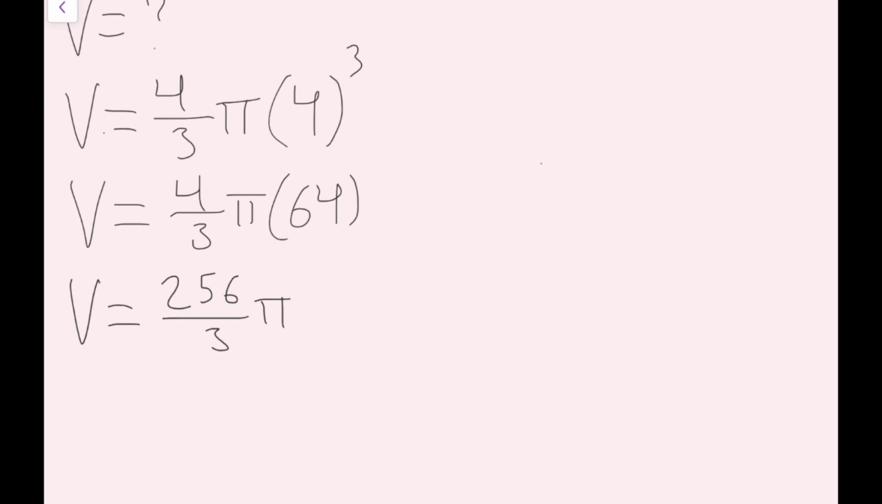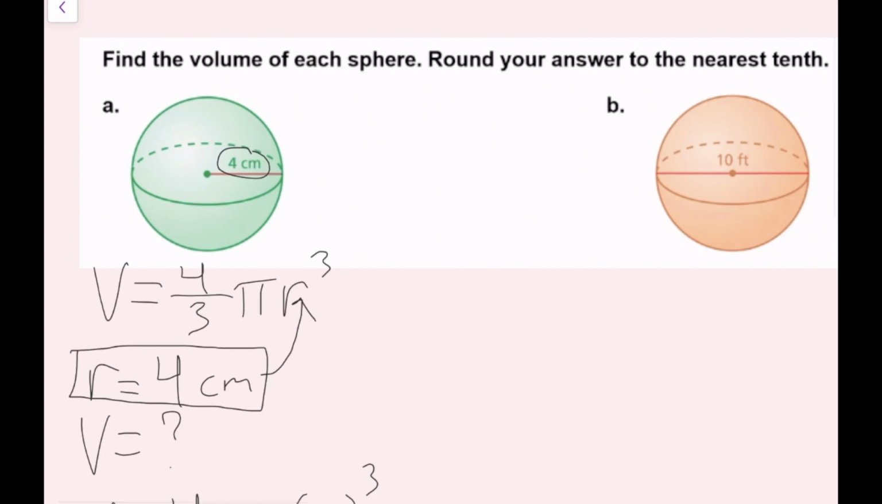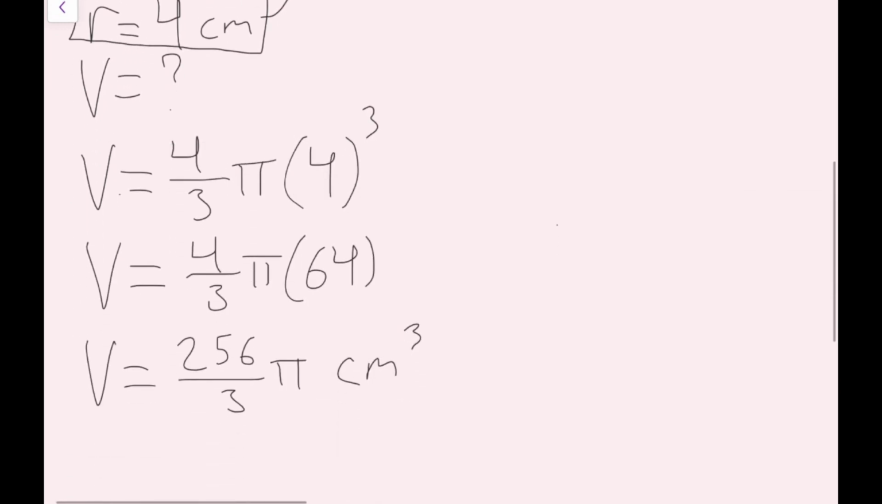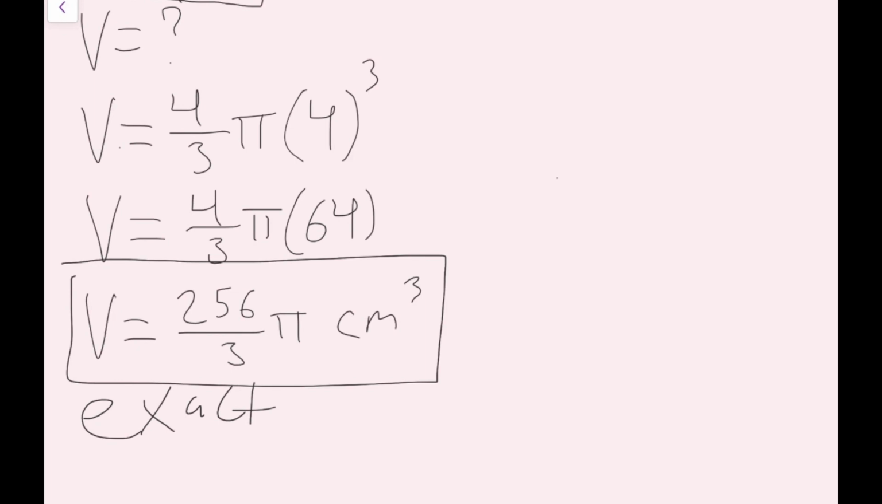So my unit is going to be centimeters cubed. If we look back at the diagram here, we're dealing with centimeters, so our volume is going to be in centimeters cubed. And this is our exact answer. But the instructions say round to the nearest tenth. So what we need to do is we need to plug in this value right here into our calculator and then find it to the nearest tenth.